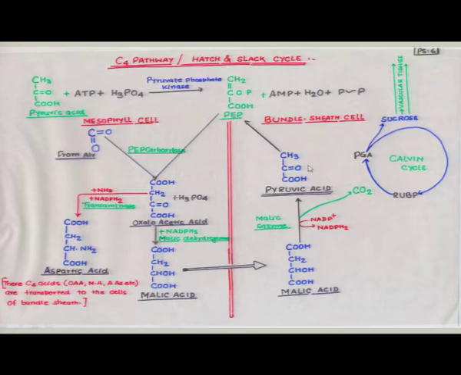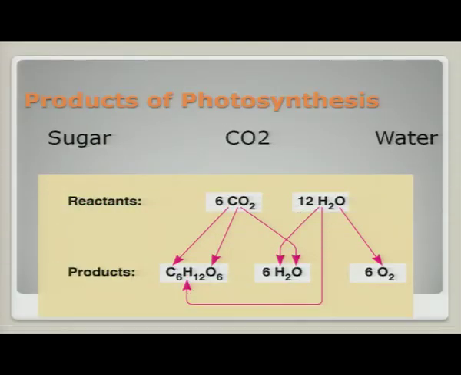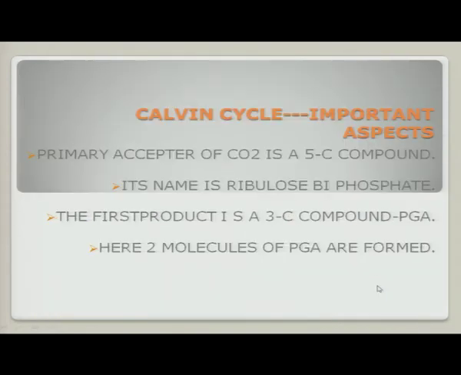Malic acid is converted into pyruvic acid and CO2 is formed. It is accepted by RUBP and PGA is formed, and sucrose is formed, and pyruvic acid again goes for PEP for the next reaction of carbon dioxide fixation in C4 cycle. So, this cycle is C4 cycle or Hatch and Slack cycle. Now, the product of photosynthesis, sugar, requires carbon dioxide and water, giving carbohydrate, water and O2, which I have already discussed.